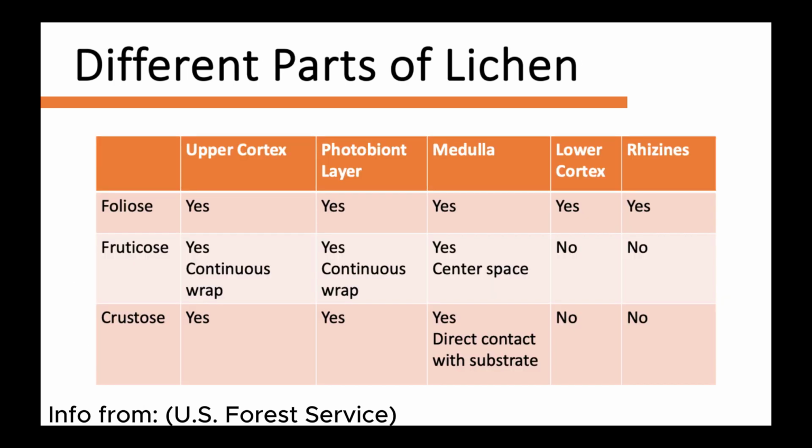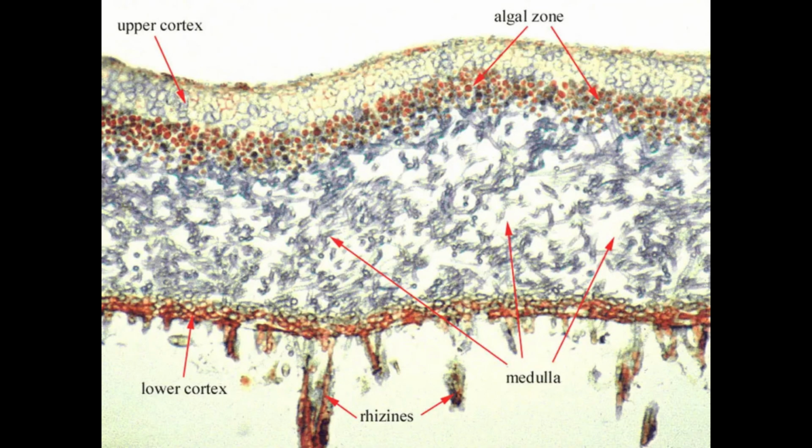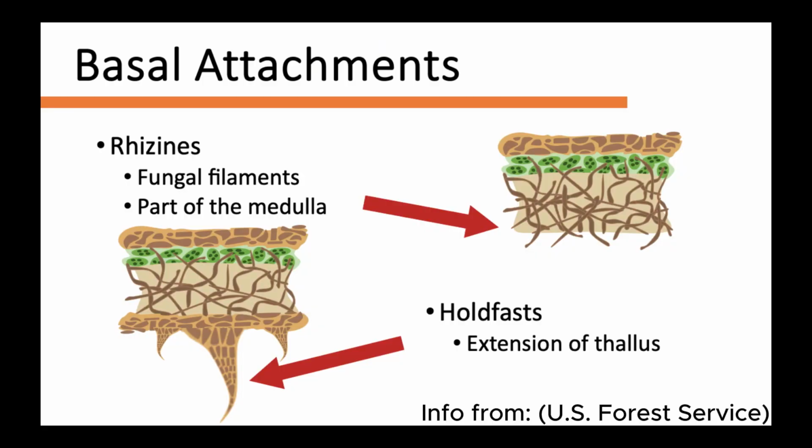The medulla is comprised of loosely packed fungal cells with thin cell walls. The medulla often looks like a cotton substance under the outer cortex. There are two main types of basal attachments called rhizines and holdfasts. Rhizines are fungal filaments that extend from the medulla and attach to the substrate that the lichen is on.